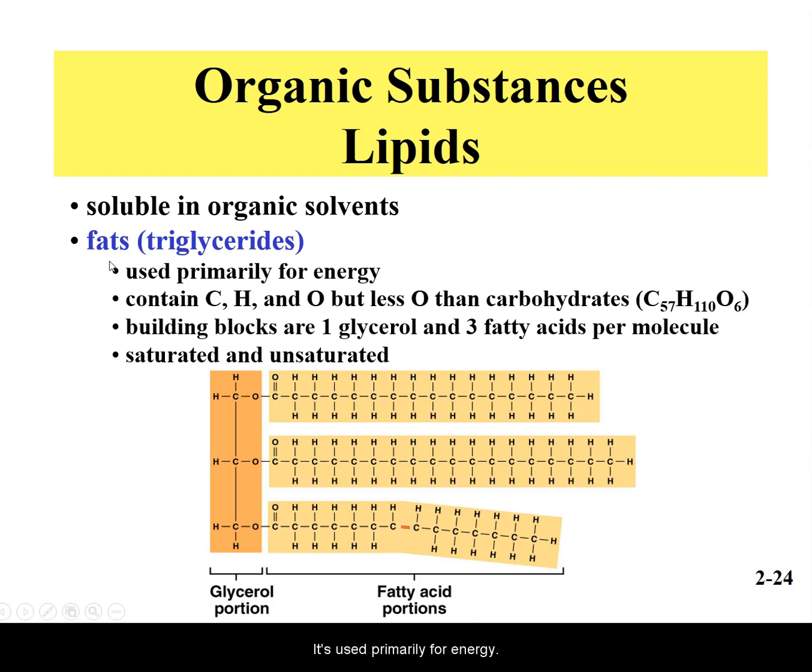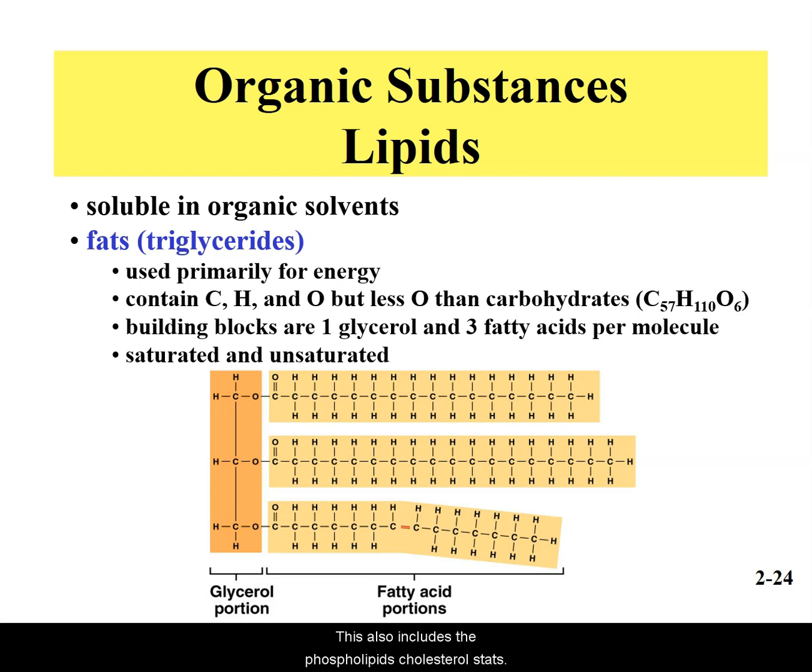Okay, it's used primarily for energy. It contains carbon, hydrogen, and oxygen, but look at this ratio here. Remember that 2 to 1? Well, this isn't 2 to 1. It contains much less oxygen than carbohydrates do, so it doesn't have that 2 to 1 ratio. And again, the building block, 1 glycerol and 3 fatty acids per molecule. You have saturated and unsaturated.